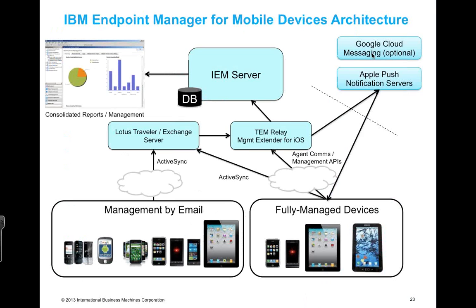From an architecture perspective, as you can see here, you'll have a single IEM server within your environment. You can have this management extender that sits in your DMZ, and you're then able to manage those devices that talk through to Apple's services or an optional Google Cloud Messaging service. So you're able to manage them as fully managed devices or devices that are managed through ActiveSync as well.